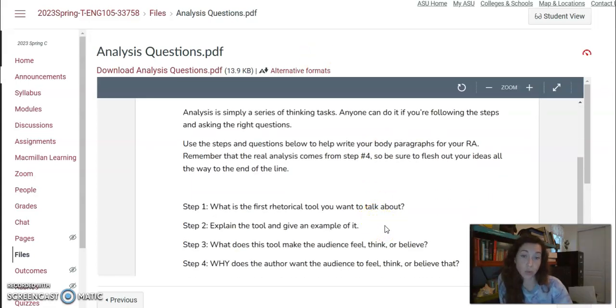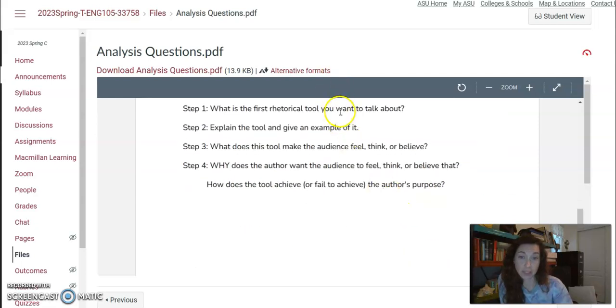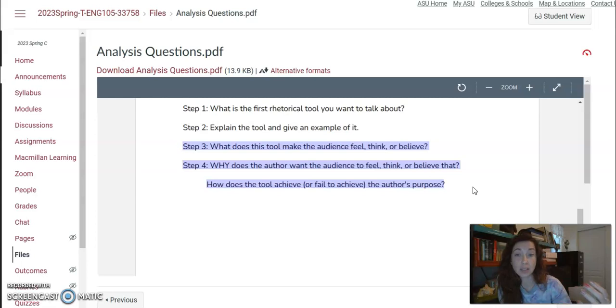What is the rhetorical tool that you want to talk about? Give the example, so that's the T and the E. Now here's the A, steps 3 and 4, and that's where people really fall short, is the analysis. What does this tool make the audience feel, think, or believe, and why does the author want the audience to feel, think, or believe that? How does the tool achieve or fail to achieve the author's purpose? So this is back to the rhetorical situation. It's back to the purpose. It's back to whether or not the author's argument is effective. So I literally just want you to answer those questions in the worksheet.